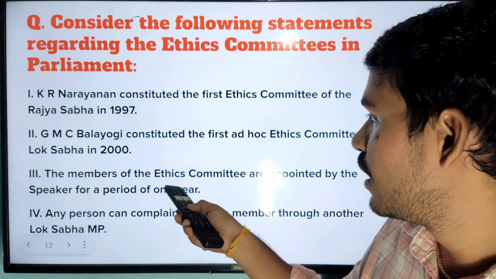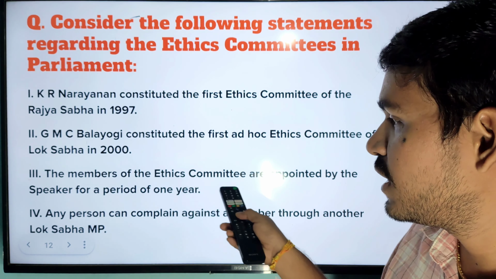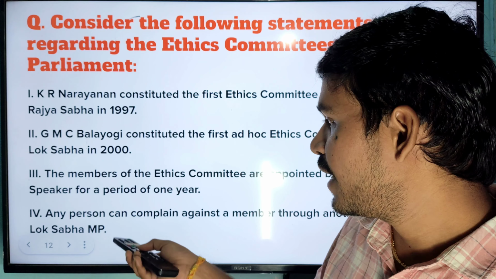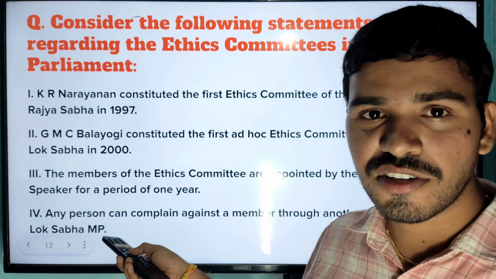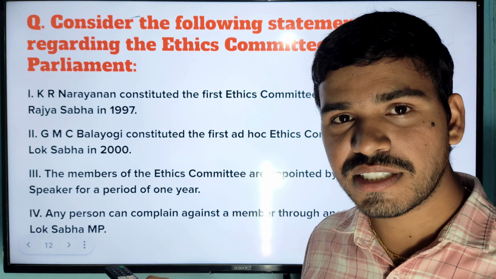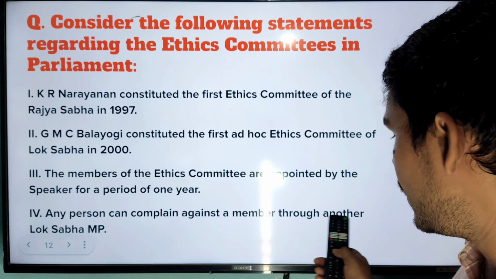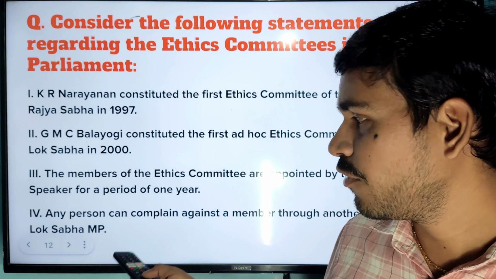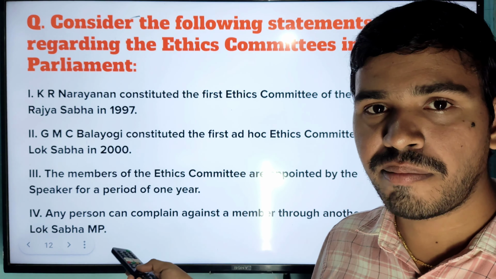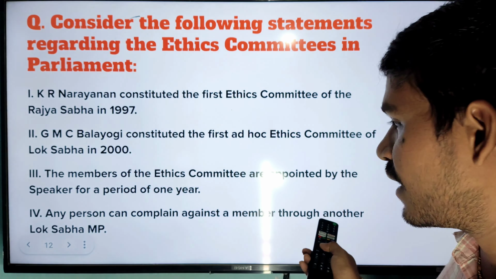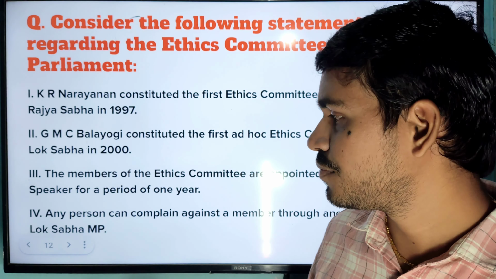And then next, members of this ethics committee are appointed for 1 year. And any person can complain. Outsiders also, not only MPs, outsider persons also can complain against a member, but through another Lok Sabha MP. If an MP directly wants to complain, then he can do that. But an outside person needs to take another Lok Sabha MP's help.